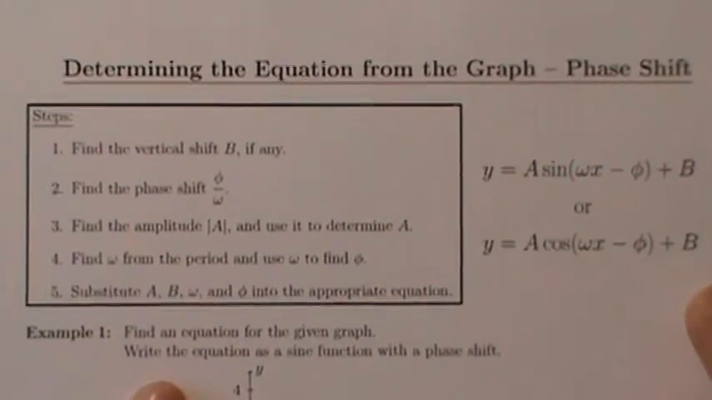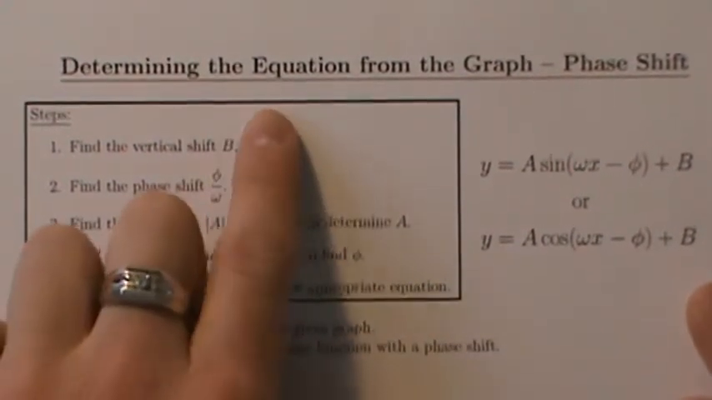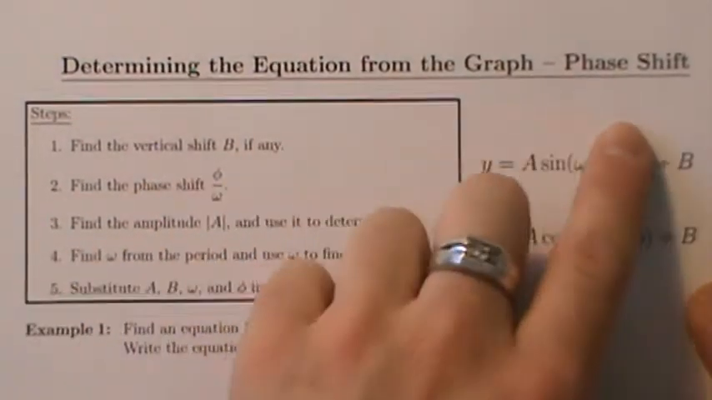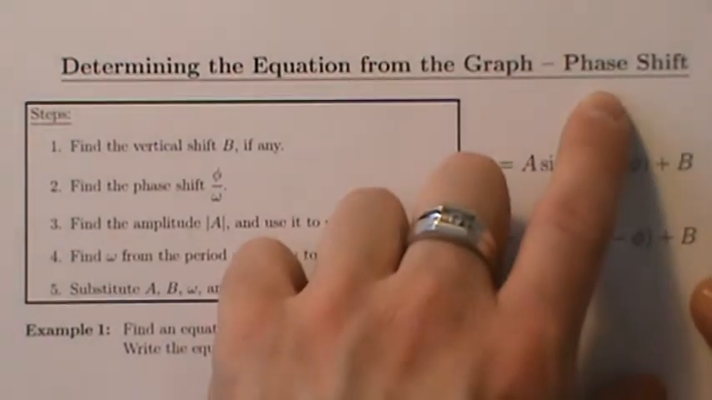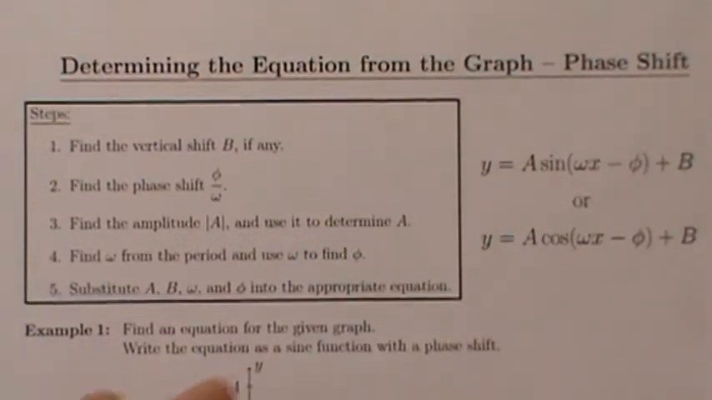Okay, let's go ahead and do some examples with getting the equation of a function just from the graph, this time with a phase shift. So we've done this before without a phase shift, now we're going to do it with a phase shift, and we're going to see that it's not going to be a whole lot more complicated.